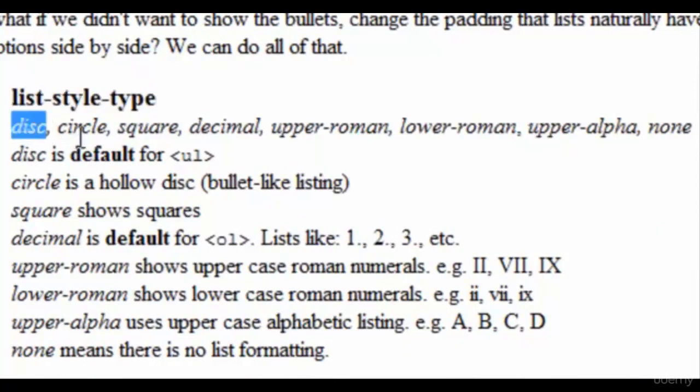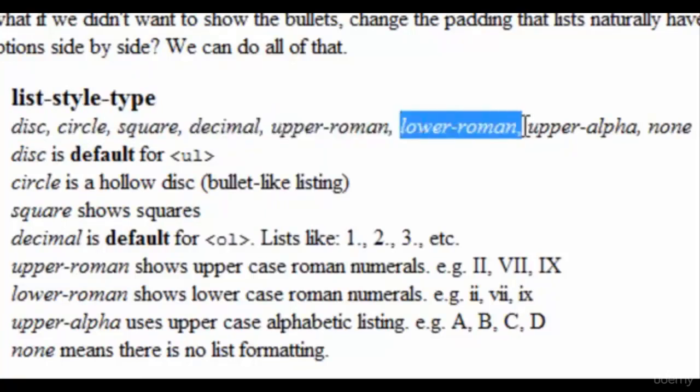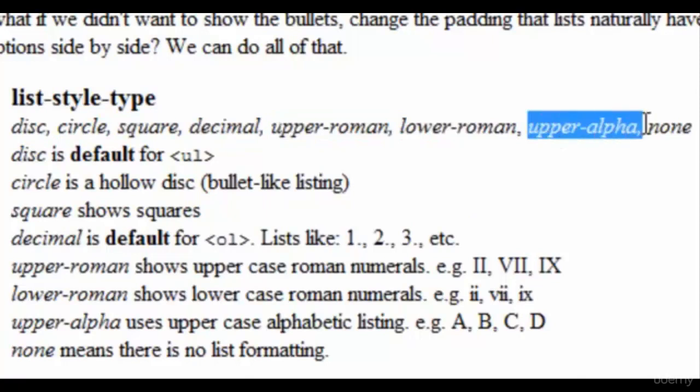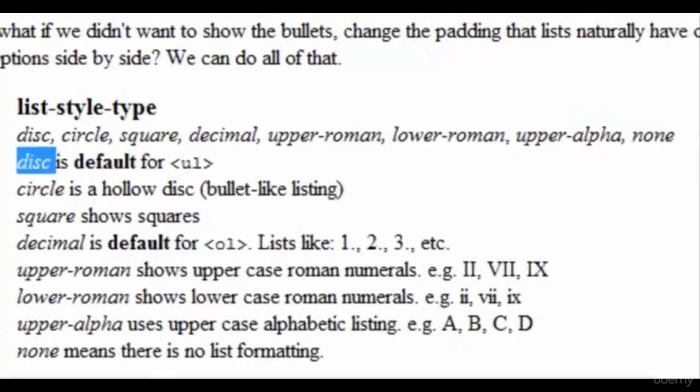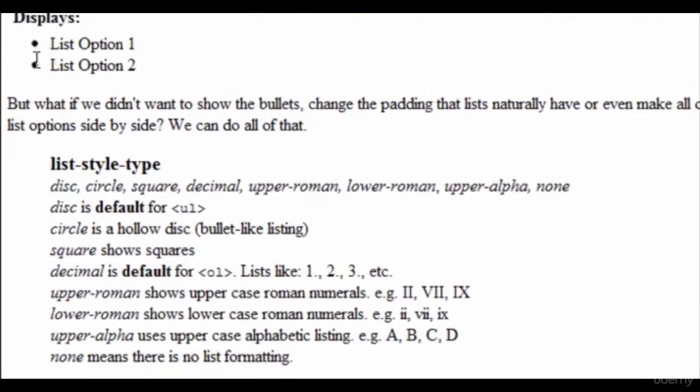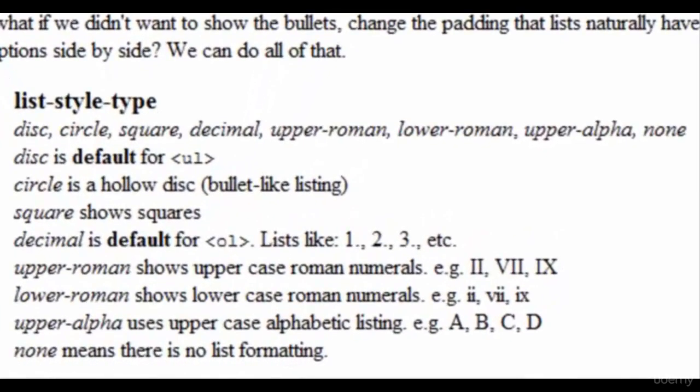And the values are disk, circle, square, decimal, upper-roman, lower-roman, upper-alpha, and none. Disk is default for unordered lists. So this little circle here with the black inside, that is a disk. Circle is a hollow disk. Looks the exact same, however it has a white inside. Squares are little squares. Decimal is default for ordered lists, and it lists everything like 1, 2, 3.